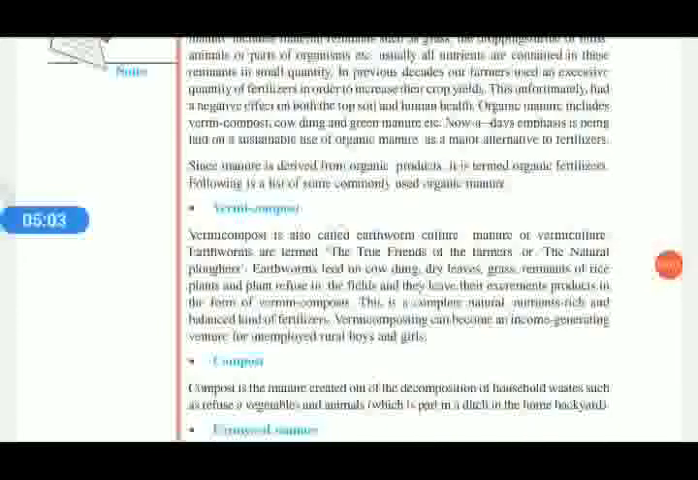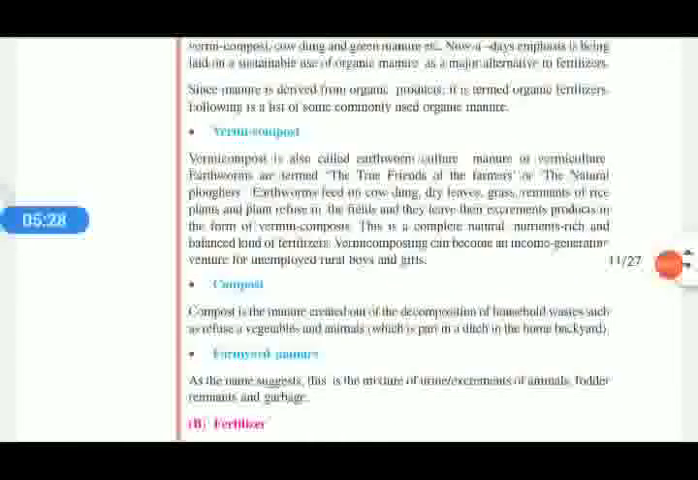It is prepared by the use of red worms. It's an earthworm. Earthworm is known as the friend of farmers, and we add red worms to the waste, and these red worms convert it into compost. This is known as vermicompost. It's a very good manure. Compost is normally made in our home, and farmyard manure means a mixture of urine, excretion of animals, fodder, etc. We use cow dung as a manure, for example.